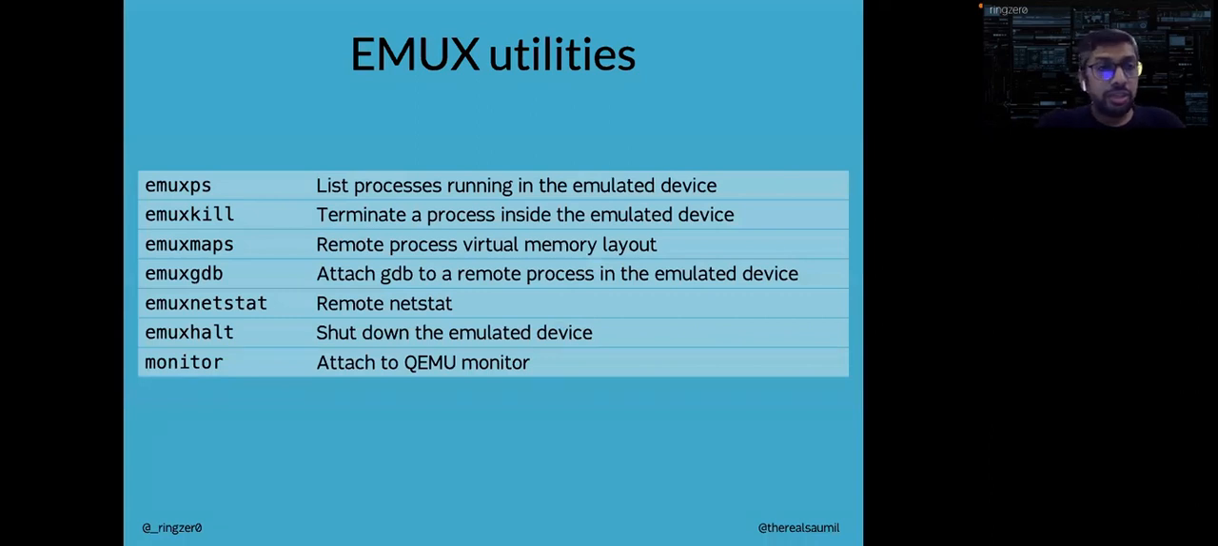A few EMUX utilities. We're not going to use all of these, but these are some helper functions, some wrappers to make remote process management and analysis and debugging easy. We're going to use EMUX PS to list processes on the emulated device. We're going to use EMUX GDB a lot because this workshop is all about GDB. And then we'll use EMUX halt when we're done with the GDB sessions. If you wish to read more about EMUX utilities, all this is available on the EMUX website in the documentation.